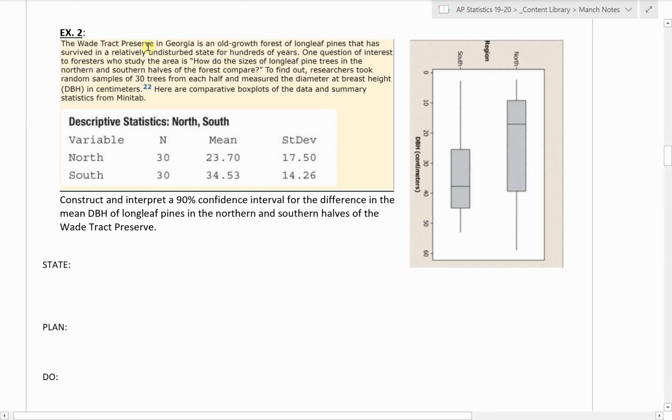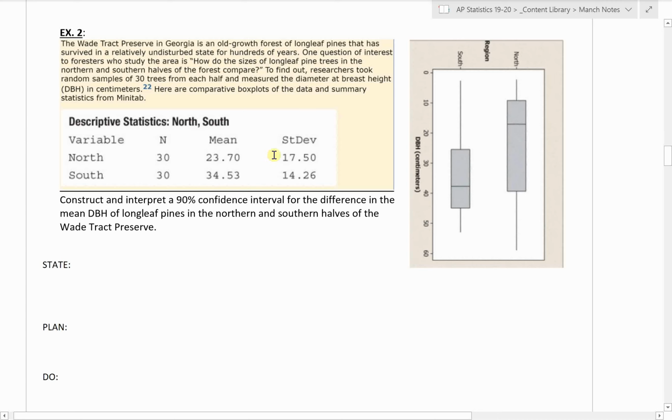It says the Wade Tract Preserve in Georgia is an old-growth forest of longleaf pines that has survived in a relatively undisturbed state for hundreds of years. One question of interest to foresters who study the area is how do sizes of longleaf pine trees in the northern and southern halves of the forest compare? To find out, researchers took random samples of 30 trees from each half and measured the diameter at breast height, dBH, that'll be our size metric, in centimeters. Here are comparative box plots and summary statistics from Minitab.